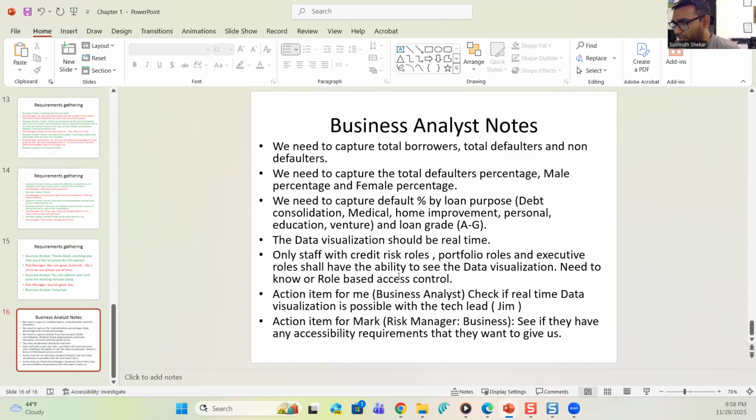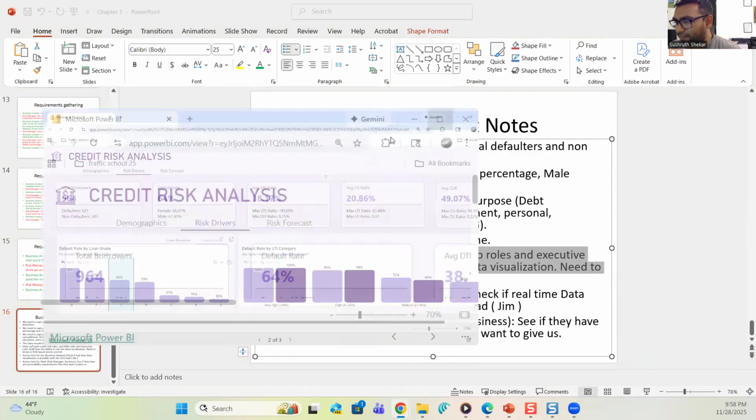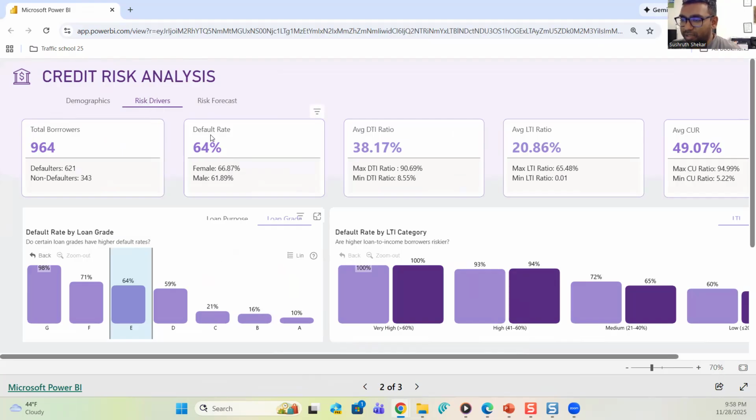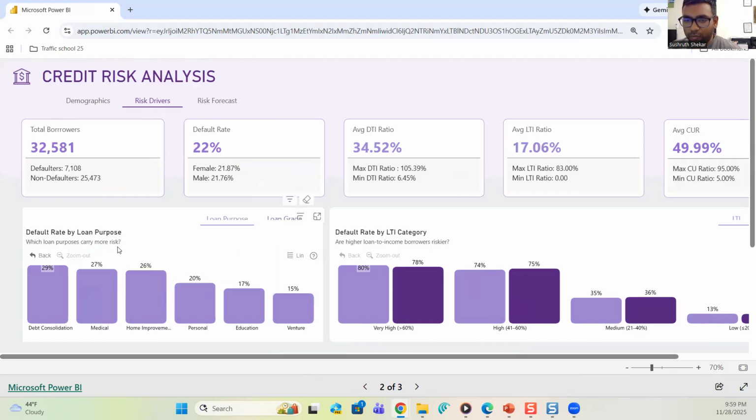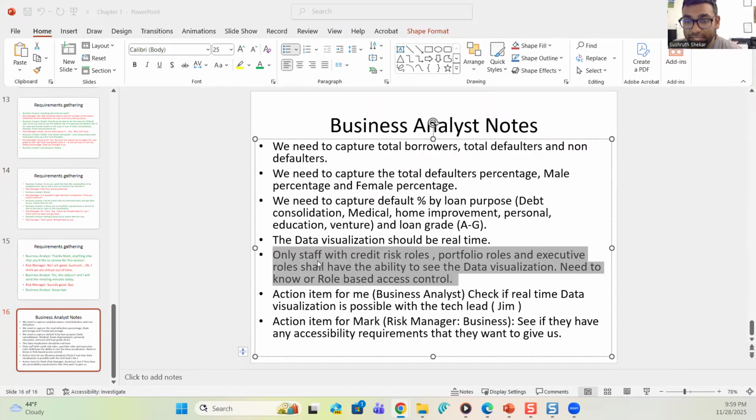Only staff with credit risk roles, portfolio roles, and executive roles shall have the ability to see the data visualization. Need to know, or role based access control, right? So only certain staff can see these visualizations: default rate, total borrowers, default rate by loan grade, and default rate by loan purpose. A sales staff cannot do it because they are not listed here. That's called need to know or role based access control. That's very important, and you have to bring these things up as a BA.